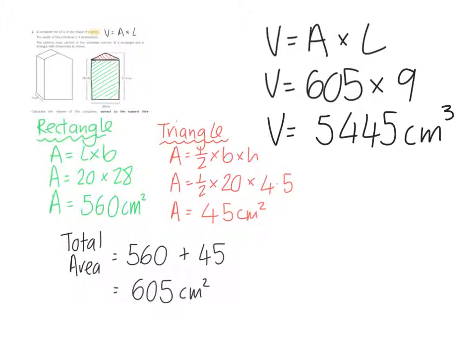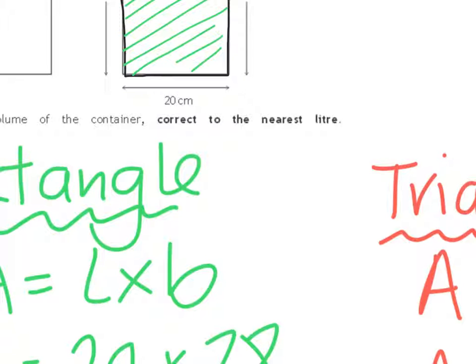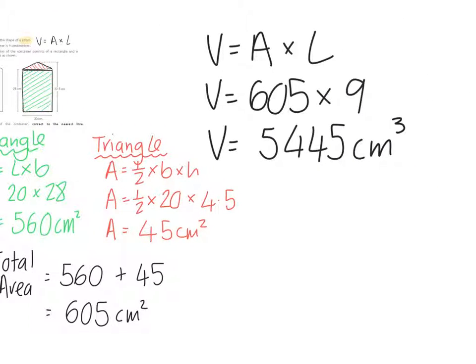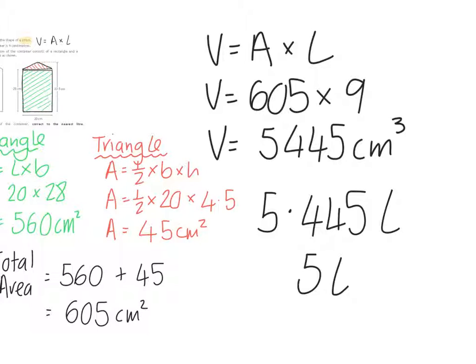So that is our answer, but if we recall exactly what it said in the question at the end, the question said calculate the volume correct to the nearest litre. So we'll need to convert our answer into litres. What we have at present is our answer in cubic centimetres. We should know that there are 1,000 cubic centimetres in a litre. So that means that our volume here is actually 5.445 litres. And rounding that to the nearest litre, the answer would simply be 5 litres. That's our final answer and the end of the question.